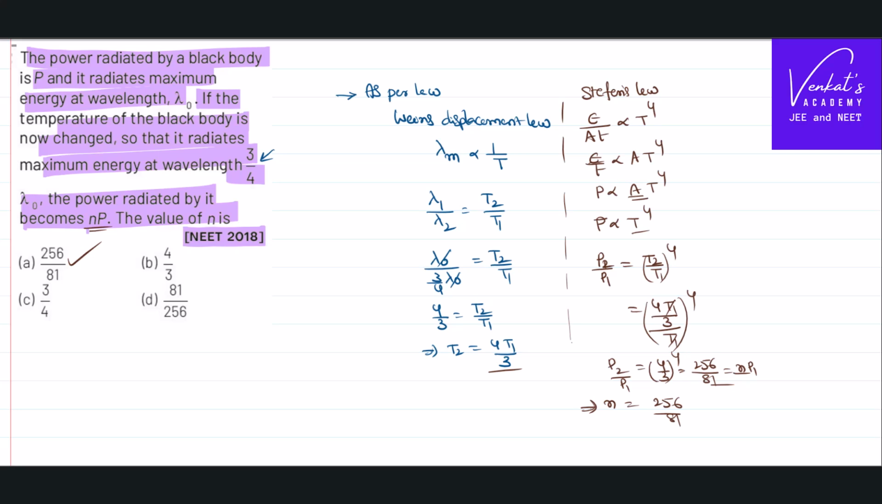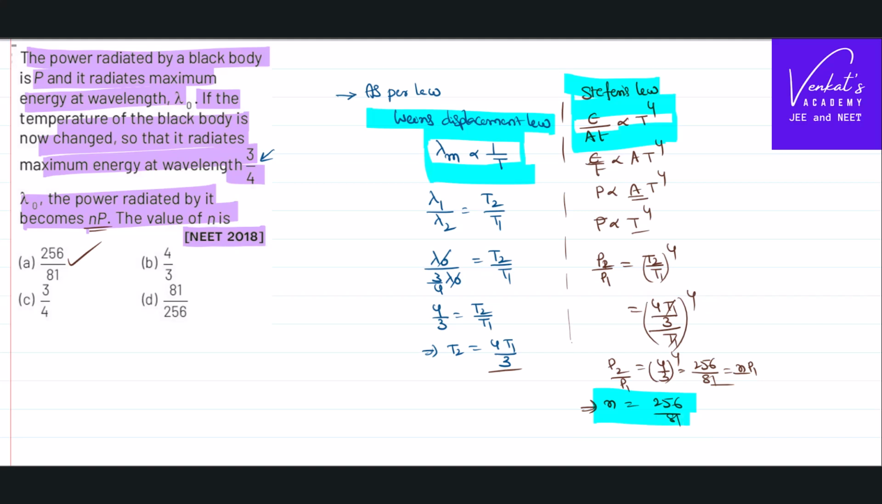So while solving this problem, we have used two laws, Wien's displacement law and Stefan's law. Wien's displacement law says lambda m is inversely proportional to T. Stefan's law says energy per unit time is directly proportional to 4th power of absolute temperature. Knowing both these things, we can quite easily solve the problem.